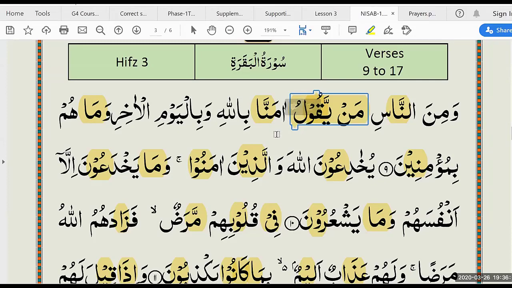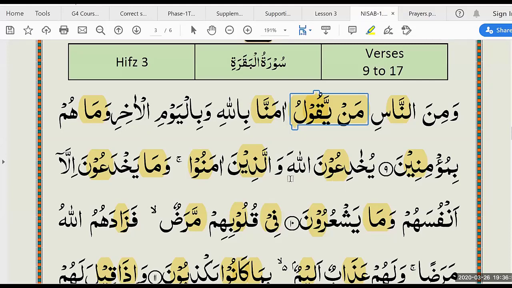Vertical fatha. So the rule for vertical fatha is to prolong it for 2 seconds. There were many instances where we had vertical fatha, and you did not prolong it as long as it should have been. I must have highlighted it somewhere. I think I've forgotten. But make sure you actually prolong it 2 seconds, okay? So amanna, amanu, and wabil yawmil akhir, okay?